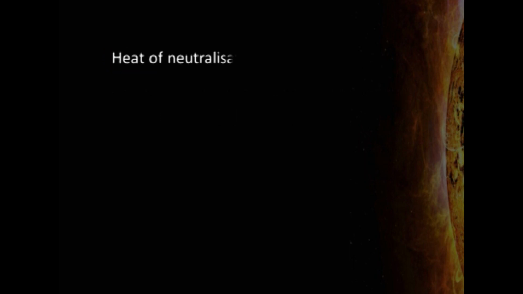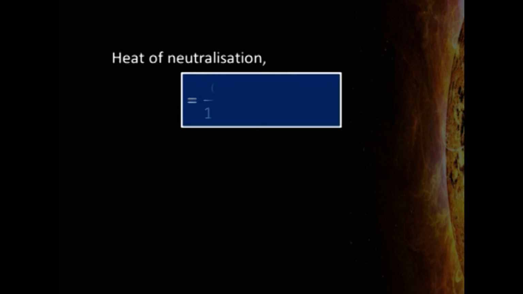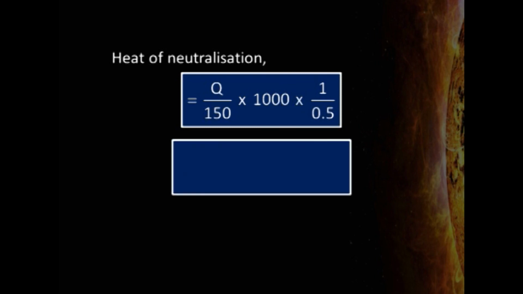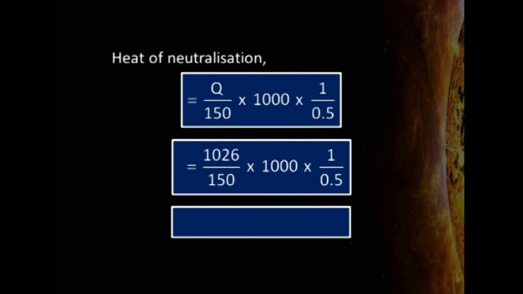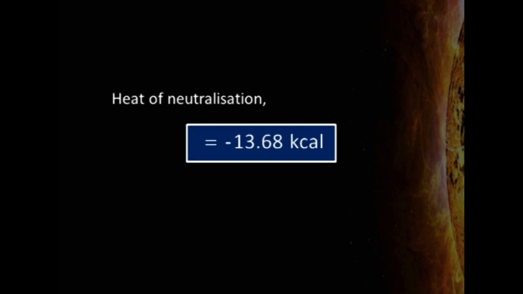Now the heat of neutralization will be equal to Q upon 150 multiplied by 1000 multiplied by 1 upon 0.5, which is equal to 1026 divided by 150 multiplied by 1000 multiplied by 1 upon 0.5, which is equal to 13.68 kilocalories. As this is the heat liberated, the heat of neutralization will be equal to minus 13.68 kilocalories.